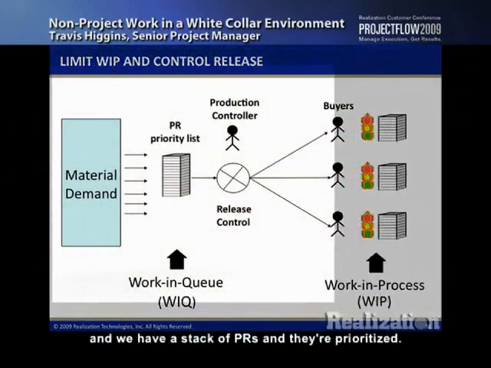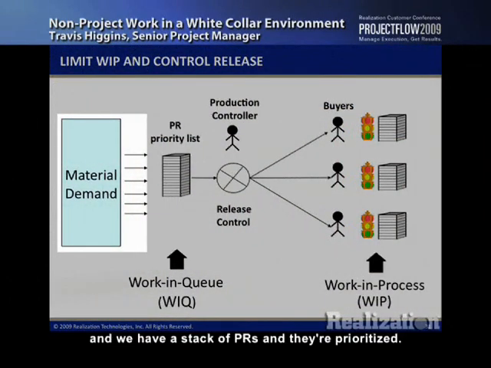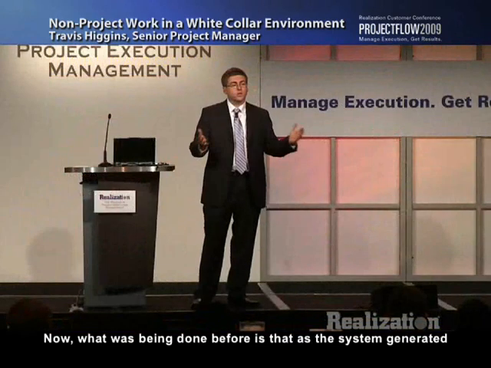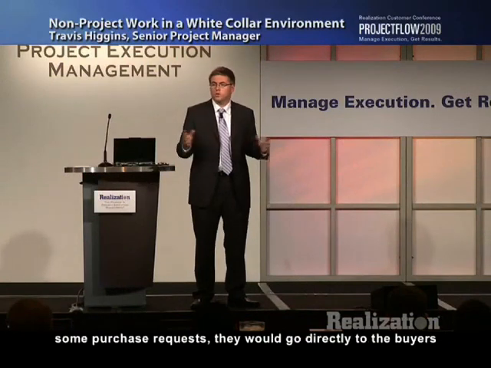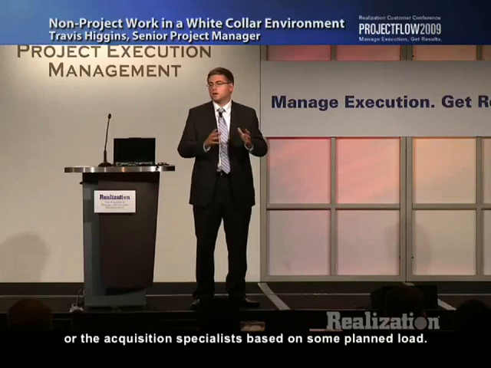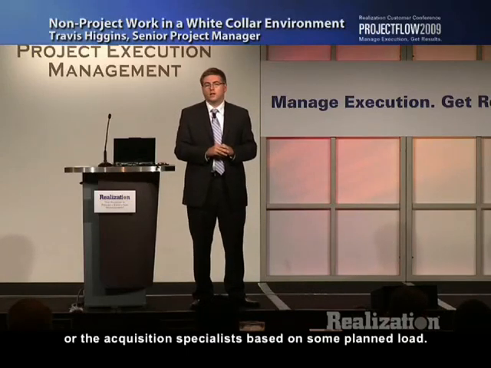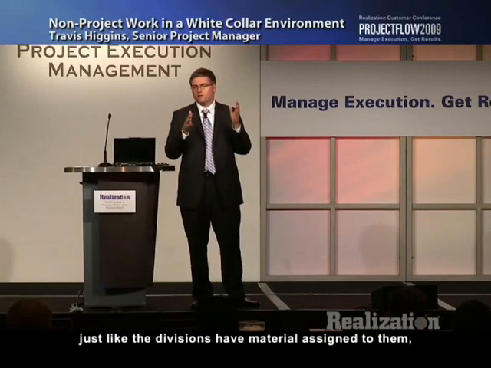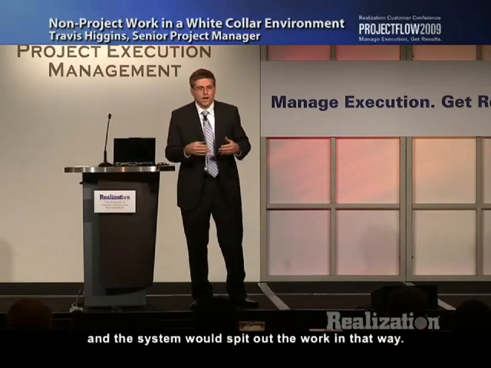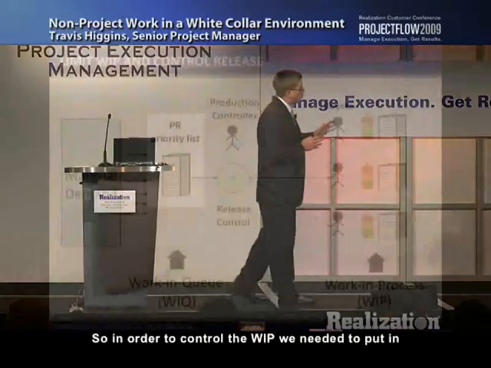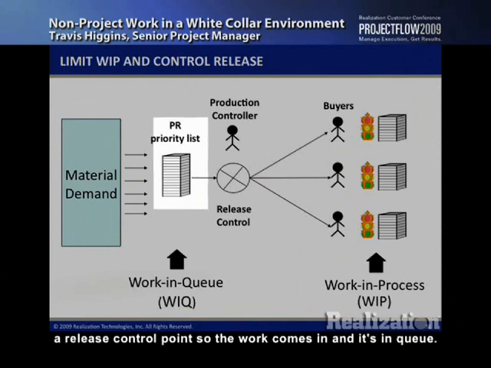demand comes in, of course, and we have a stack of PRs, and they're prioritized. Now, what was being done before is that as the system generated a purchase request, it would go directly to the buyers or the acquisition specialists based on some planned load. So they would have some material assigned to them, just like the divisions have material assigned to them, and the system would spit out the work in that way. So in order to control the WIP, we needed to put in a release control point, so the work comes in, it's in queue.